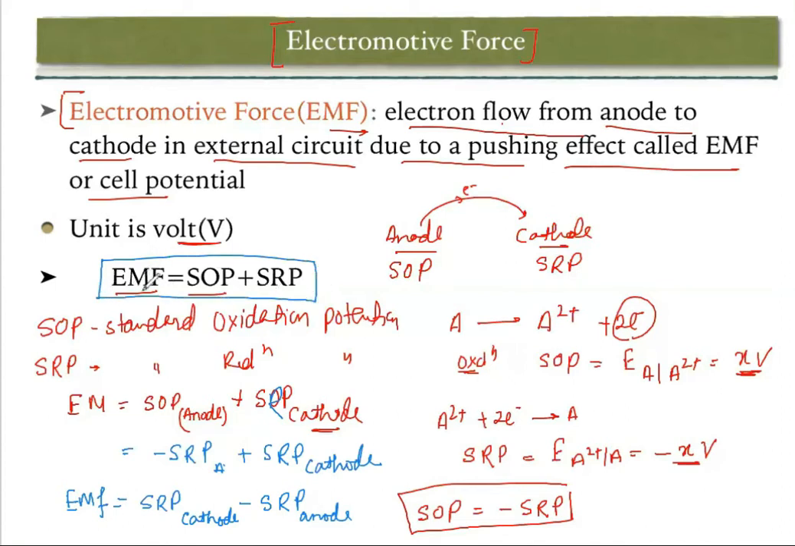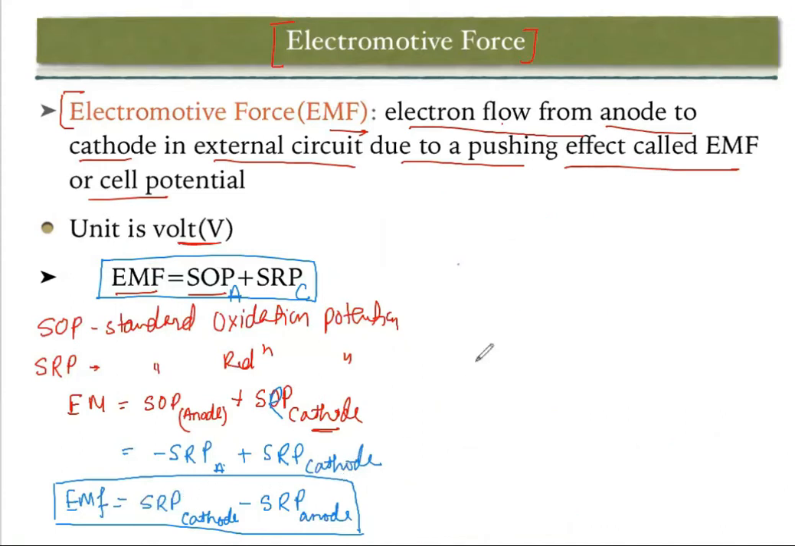This first formula is EMF from standard oxidation potential, if oxidation potential is given for the anode and standard reduction potential for the cathode. Or this is another formula that we have to use, that is standard reduction potential of cathode minus standard reduction potential of the anode. Okay, so try to convert every value in terms of reduction potential, so that will give you a clear picture of how you can calculate the EMF. Based on this, let us try to solve one question.